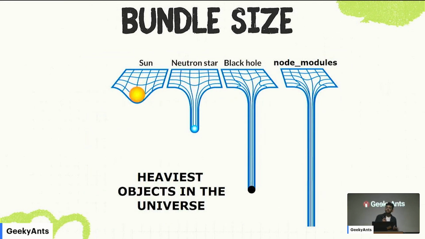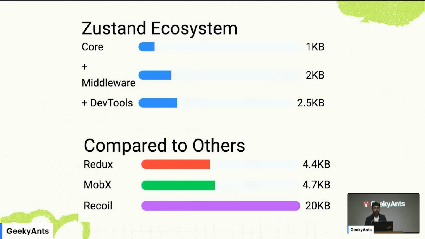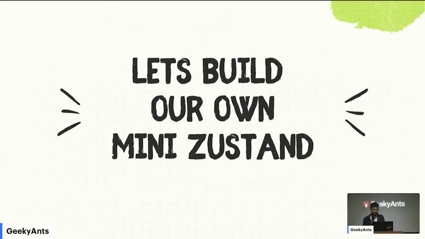And the bundle size. I think everybody has seen this meme: what is the heaviest thing in the world? Node modules. When we compare Zustand, it has a minimal size, even with all the middleware and the dev tools included. Still, it is less than Redux, MobX, and Recoil. So let's build our own mini version of Zustand.